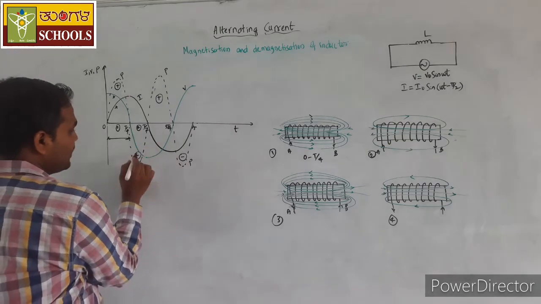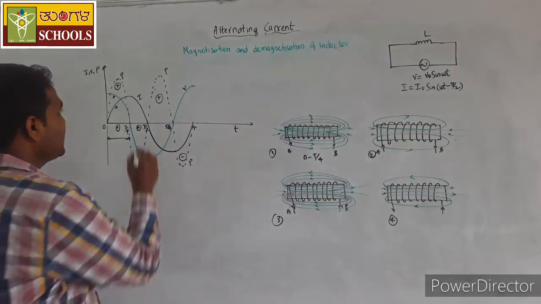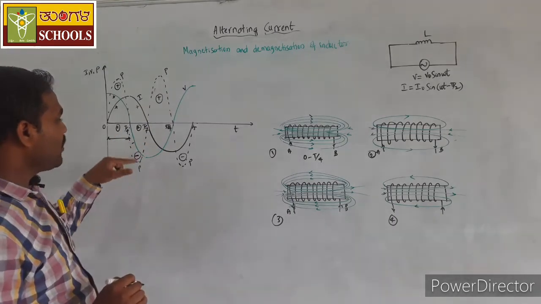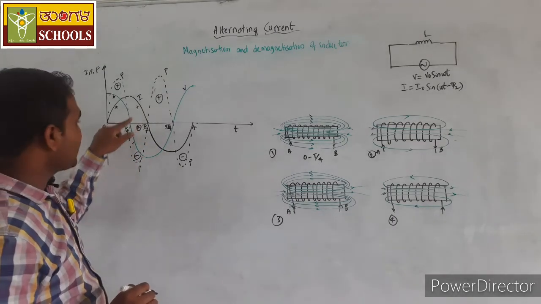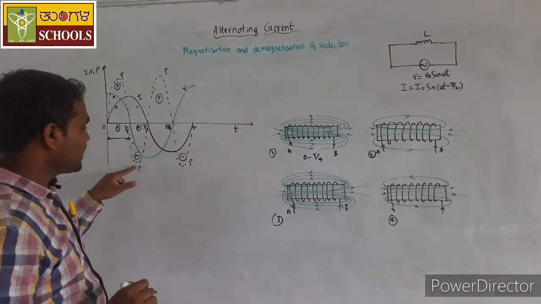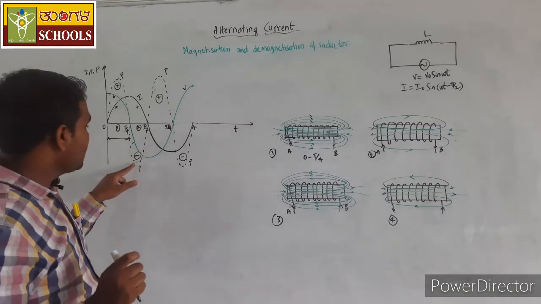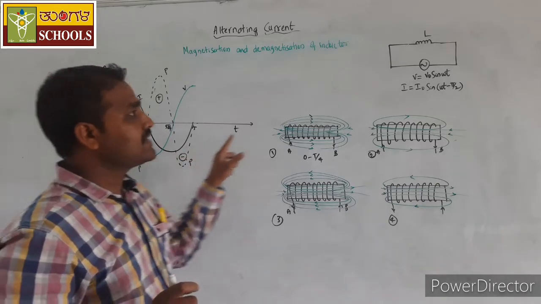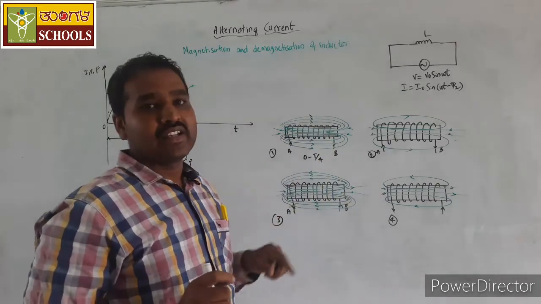Then during the second quarter, observe here the current is positive and the voltage is negative. So the power, which is the product of positive current and negative voltage, is negative. This negative power indicates the energy is given back to the source by the inductor.